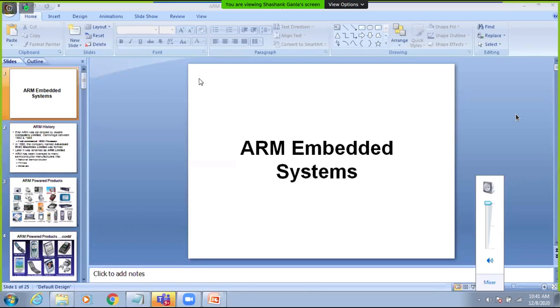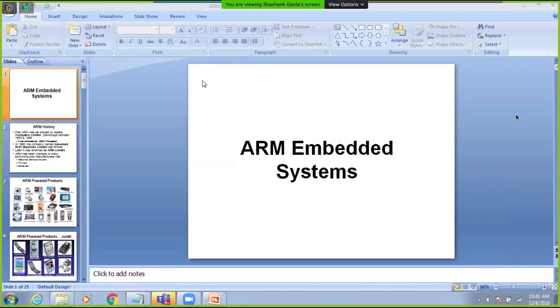So let's begin our journey in the world of ARM embedded systems. Basically, you know what an embedded system is, so I will not waste time trying to define it. All I'm trying to discuss is the ARM architecture. So the acronym ARM stands for Advanced RISC Machine.